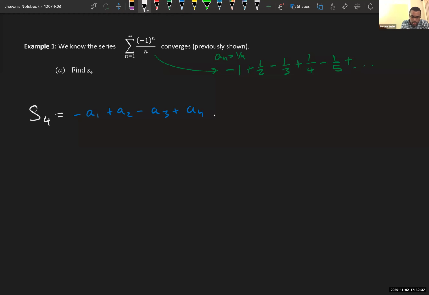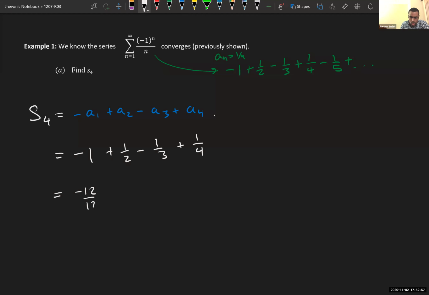So that's all I want to find. So here, that's going to be -1 plus a half minus a third plus a fourth. Let's actually calculate that, adding fractions. The LCD here is 12.